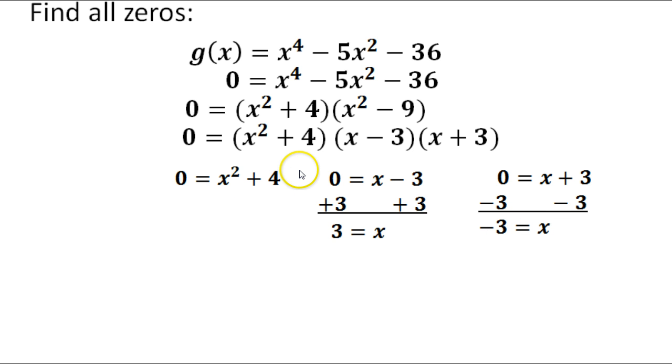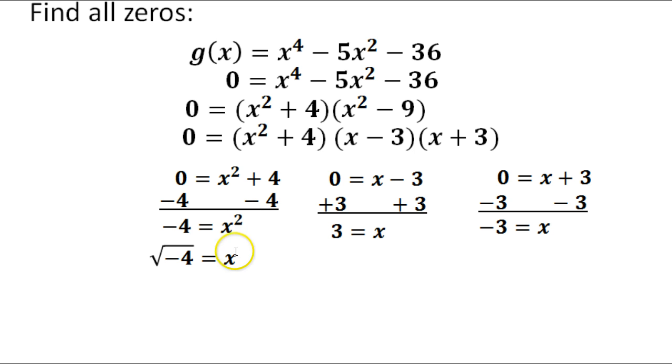Now let's do this one here. If we move the 4 over, we're going to have to subtract 4 from both sides. That gives me a negative 4 is equal to x squared. Well, I don't want to know what x squared is. I want to know what x is. So the way to get rid of this squared here is to take the square root of both sides. So now I take the square root of both sides. That gets rid of my x squared.